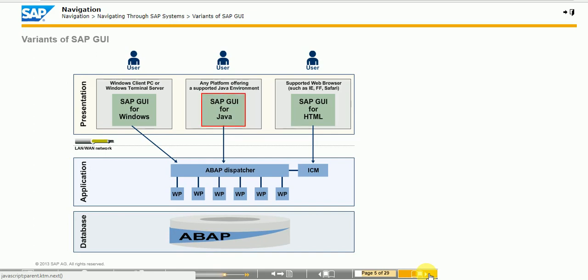The name SAP GUI for Java refers to its implementation technology. This GUI has been implemented in Java and can be used on front ends that do not run a Windows operating system, for example, front ends that run Mac operating system X or Linux. SAP applications based on AS Java are accessed using a browser.